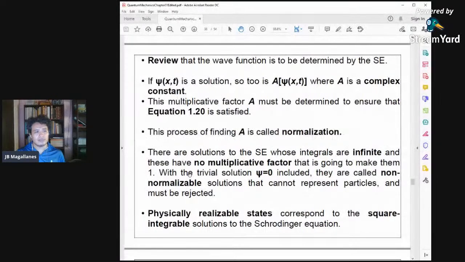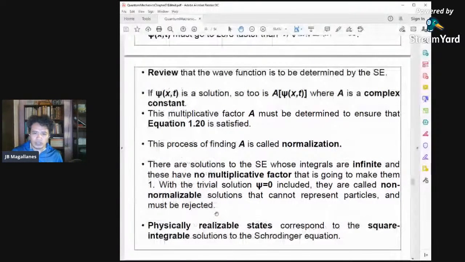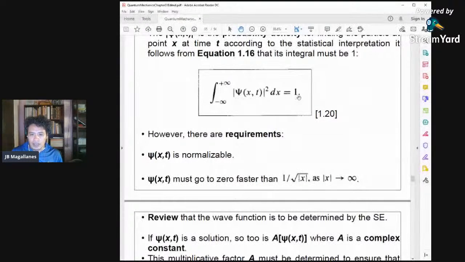We only accept those wave functions that are square integrable, square integrable solutions to the Schrodinger equation. Those are the wave functions that represent physically realizable states. So those are the wave functions that you consider. If you do this and it gives infinity or 0, then forget about that wave function because it is not normalizable.